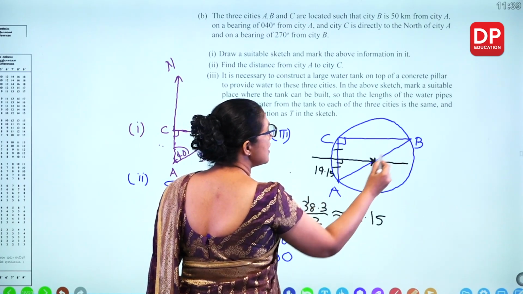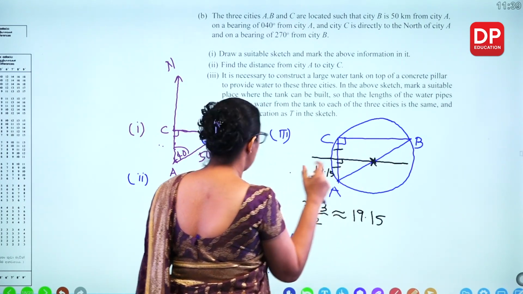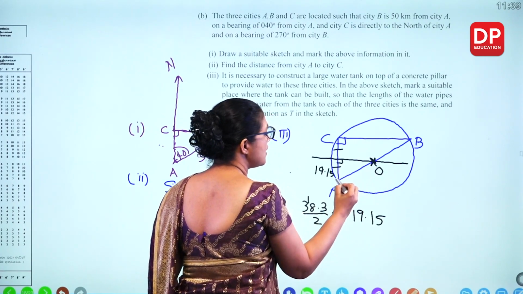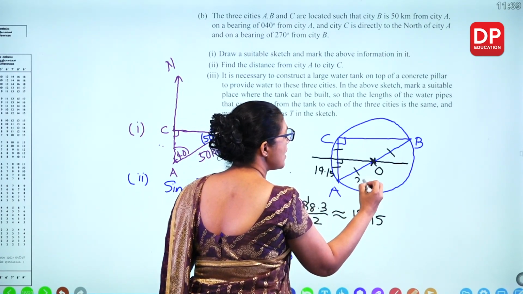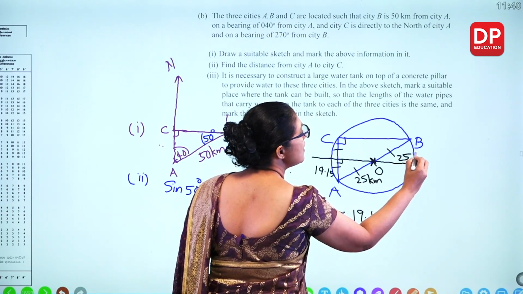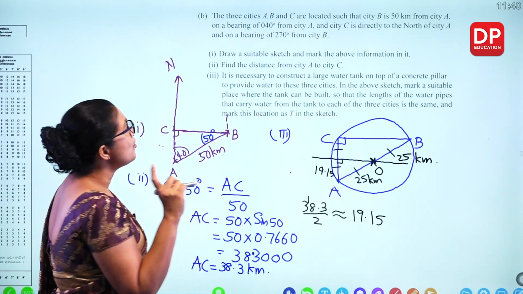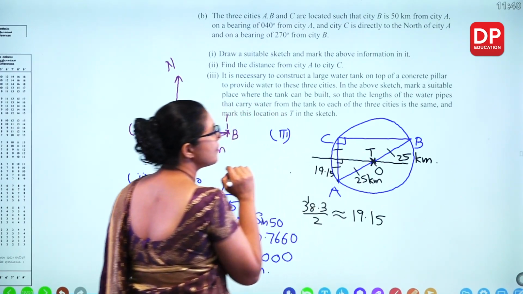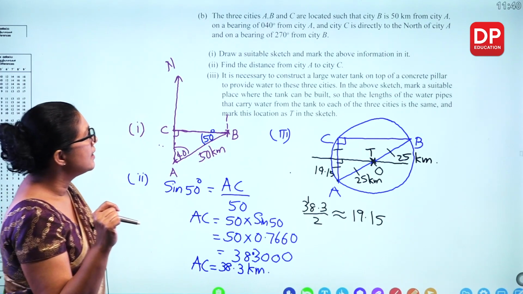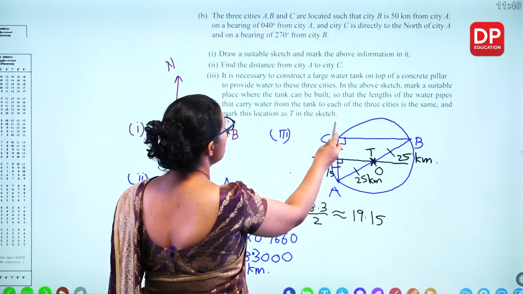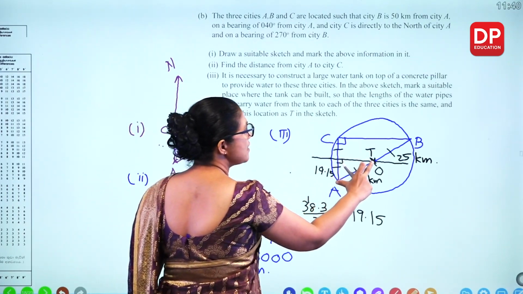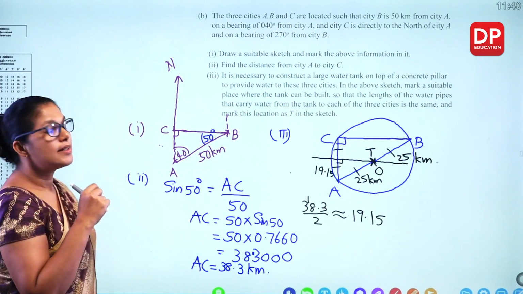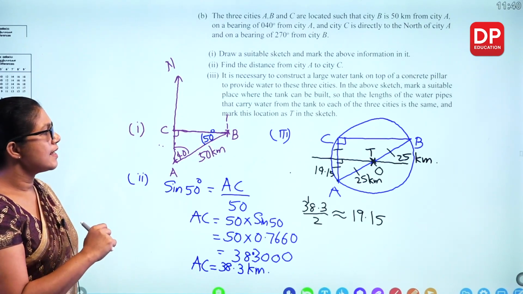We see that these two lengths are equal. So what's the radius? If this is 50, the center to this point and this point equal means this is 25 kilometers. Here also 25 kilometers. So where you need to keep the tank T? Tank T should be here. That's the circumcenter. Mark the location as T in the sketch. So you need to remember this is 25, 25. The midpoint of this one is the circumcenter. That's the tank T.